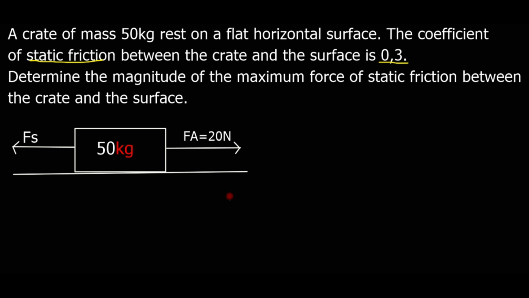Determine the magnitude of the maximum force of static friction between the crate and the surface. We know that we have a formula. It says the coefficient of friction times the normal force. They gave us the coefficient of friction, 0.3, but we do not have a normal force.